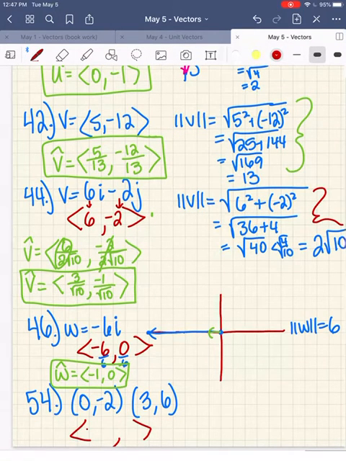And then with 54, the way you're going to get it into component form is terminal minus initial. So 3 minus 0, and then 6 minus negative 2. You can also sketch this on a graph if you want. Let's see if I can fit it on here. I'll try to do my best.